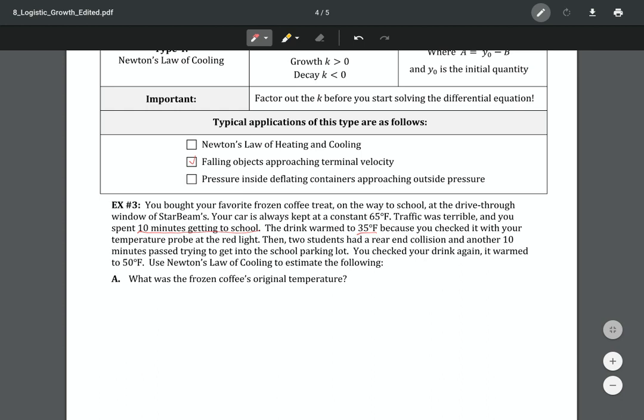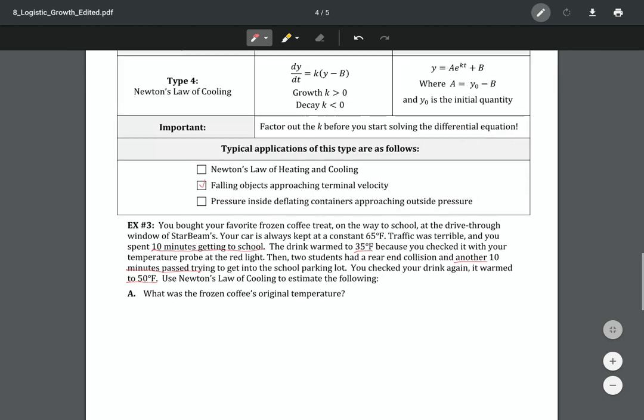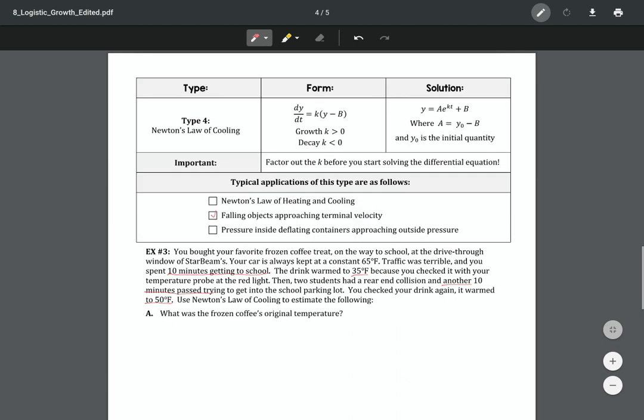Then 2 students had a rear end collision. Another 10 minutes passed. So by that time, 20 minutes have passed since you bought that. You check your drink again and it has warmed to 50 degrees. Use Newton's law of cooling to estimate the following.